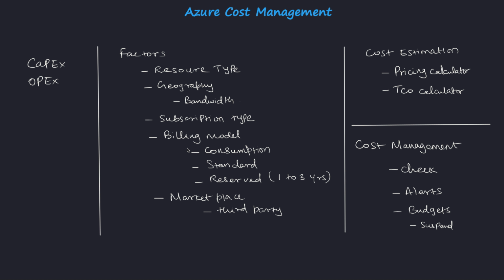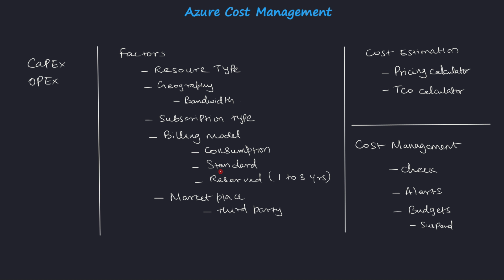And the other factor is billing model. So there are three major billing models for most of the resources within Azure. And the first one is called consumption based. In this model, you only pay for what you use. So if you have created a storage account and you have only used 1 gigabyte of storage, then you'll only pay for that. And if your storage consumption increases, then you'll pay more. If it decreases, then you'll pay less. So that is the consumption based billing model.